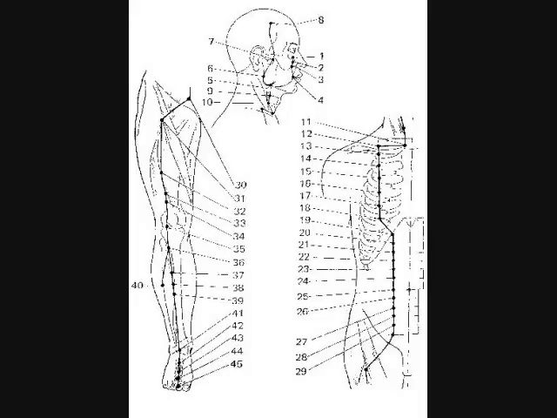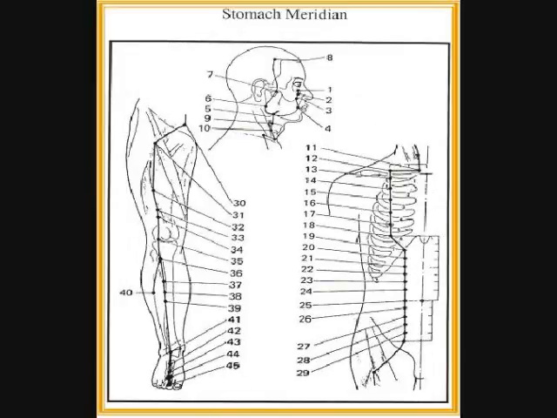Stomach 13. At the lower border of the middle of the clavicle, 4 cun lateral to the Ren meridian. Stomach 14. In the first intercostal space, 4 cun lateral to the Ren meridian. Stomach 15. In the second intercostal space, 4 cun lateral to the Ren meridian. Stomach 16. In the third intercostal space, 4 cun lateral to the Ren meridian.